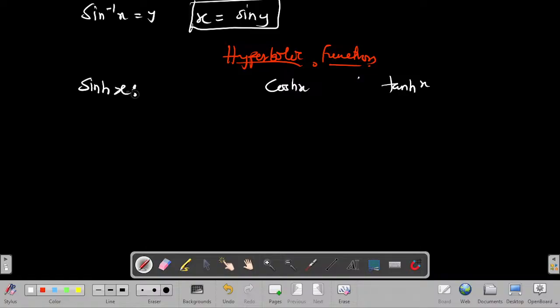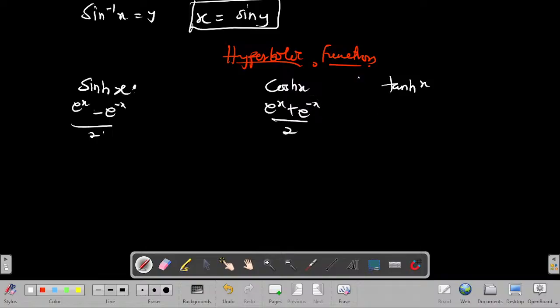sinh x is e to the power x plus e to the power negative x over 2. Sorry, minus. So this is e to the power x minus e to the power negative x over 2. And cosh x is e to the power x plus e to the power negative x over 2.